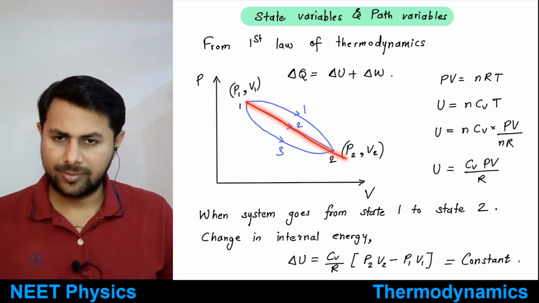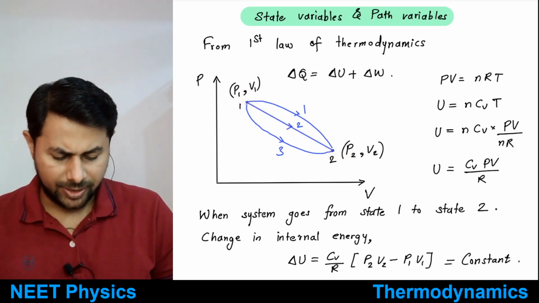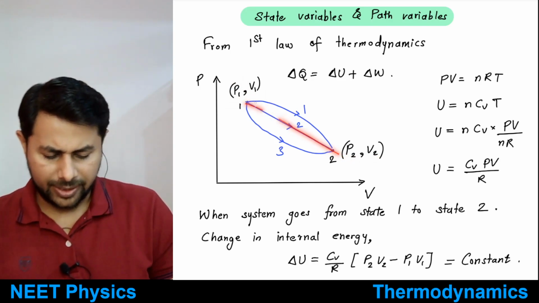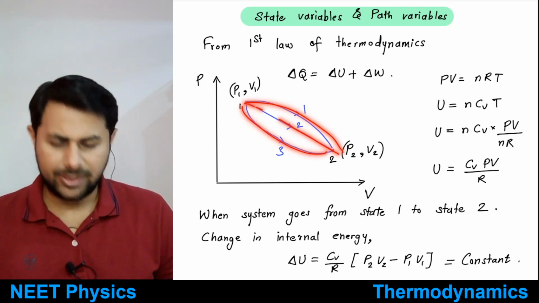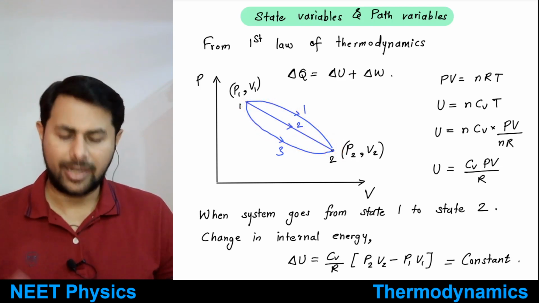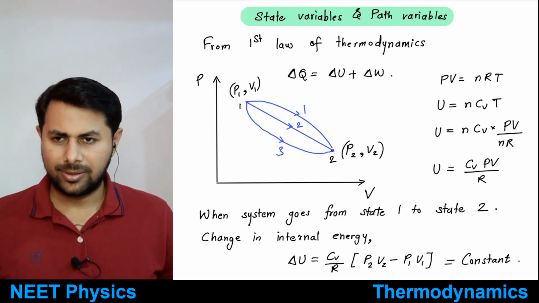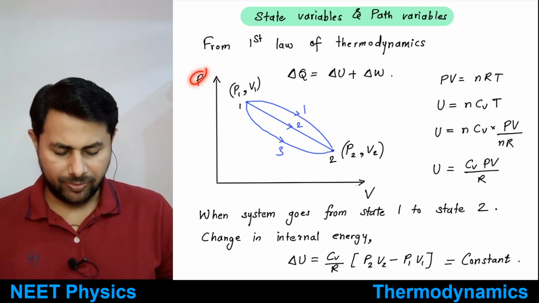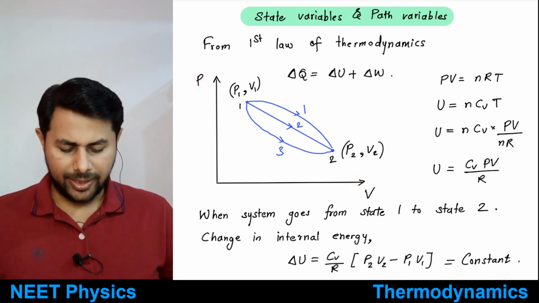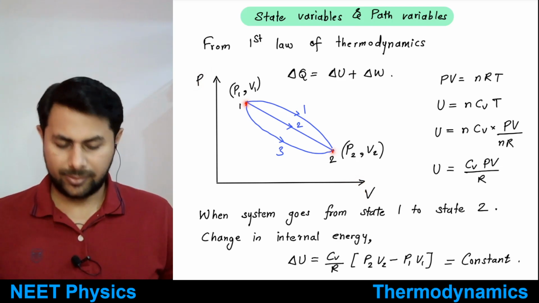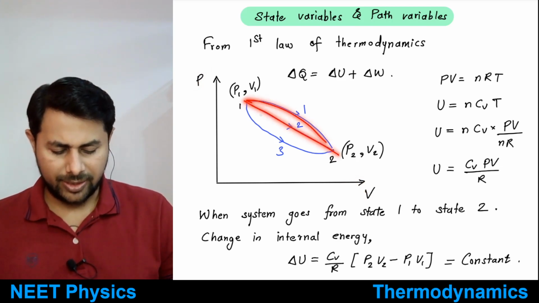So now it can go from pressure P1, volume V1 to pressure P2, volume V2, let's say along this path. That means the pressure and volume can change this way, or this way, or this way. There can be numerous ways in which the pressure and volume can change, right? The graph between pressure and volume connecting these two states can be this one, or this one.